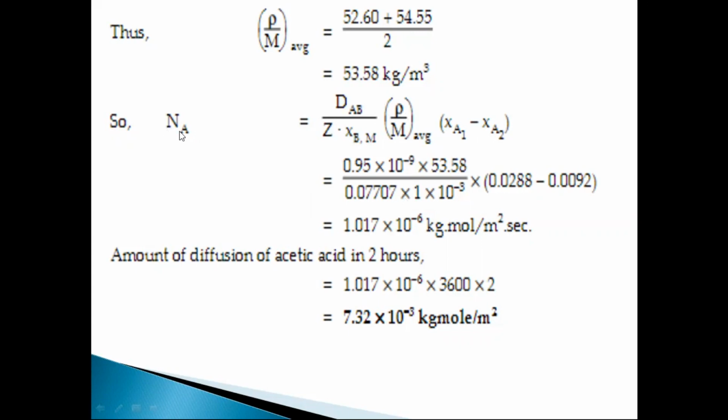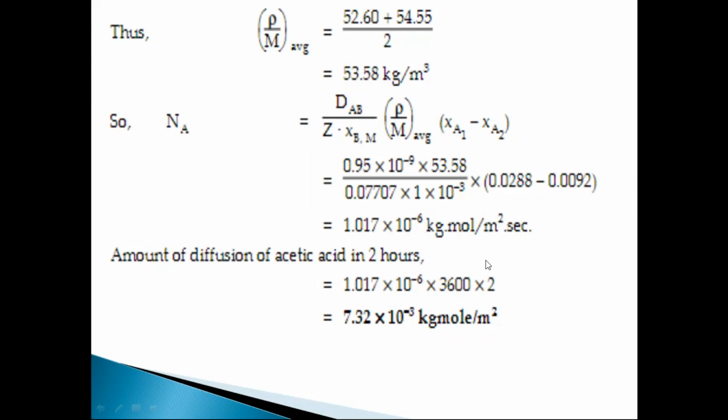If in the exam anyone asks what is the molar flux and what is the diffusivity coefficient, what is the difference between them? See here, this NA is your molar flux, and this DAB is your diffusivity coefficient. So don't get confused here. DAB is the diffusivity coefficient and NA is the molar flux. You will get the answer in kg mole per meter square second.